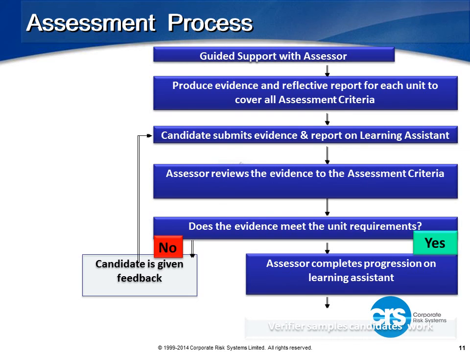Should the evidence not meet the requirements of the unit, then you are given direct feedback relating to which assessment criteria you have completed and which ones you need to do more work on. At this point, you can speak to your guided support assessor, who will give you information as to what further information may be required to achieve the Level 5 standard. Following this, you would resubmit your evidence and the assessor would then review the resubmission in accordance with the assessment criteria as before.